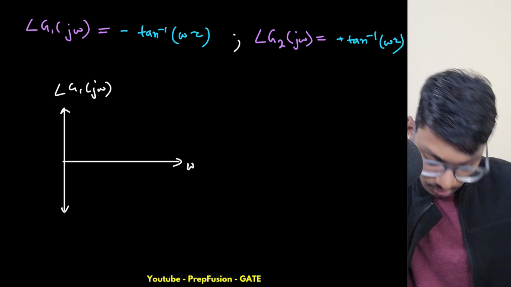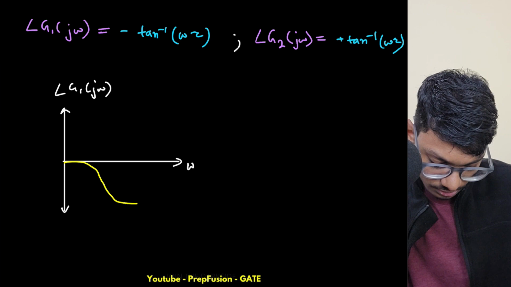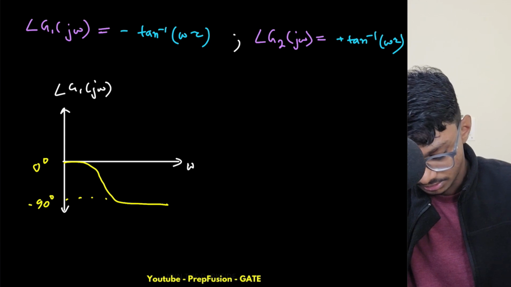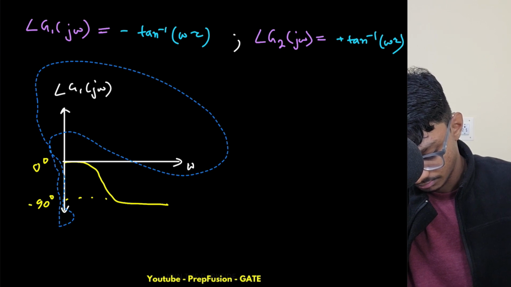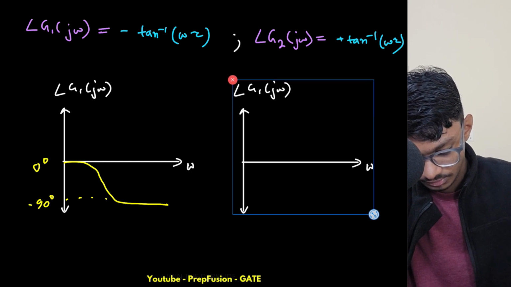So how is the phase plot? The phase plot will be something like this: 0, then like this, then like this, 0 degrees. This is minus 90 degrees. And what will the phase plot be?